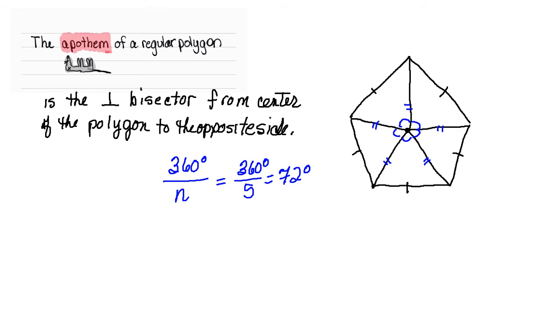So what we're going to do is take out one of these triangles here. I'm going to redraw just one of the triangles and put in some of the things that I've been given. Isosceles. We know that the angle at the top equals 72 degrees. And I'm going to put in an apothem, the perpendicular bisector. I'm going to call it A for an apothem.